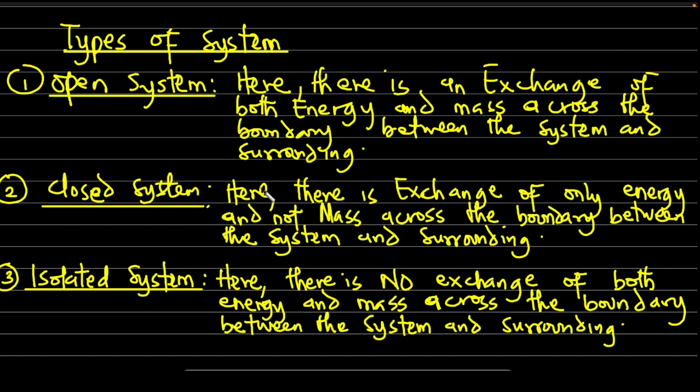So this type of system where there is an exchange of both energy and mass, the energy in this case is a change of temperature. The mass in this case is the water evaporating. Okay, so in a case where there is an exchange of energy and mass across the boundary between a system and its surrounding, that kind of system is an open system. Okay, remember, energy can also be classified as temperature. Mass can also be classified as matter.